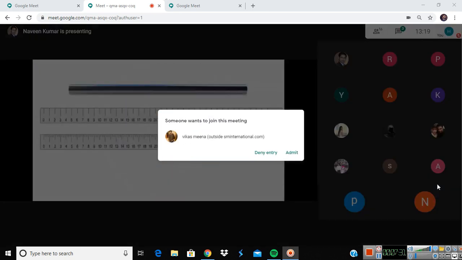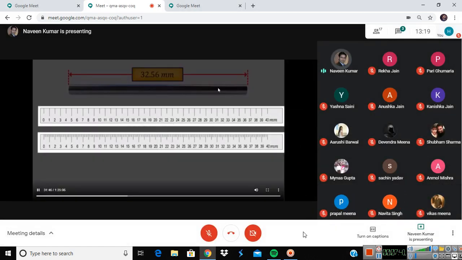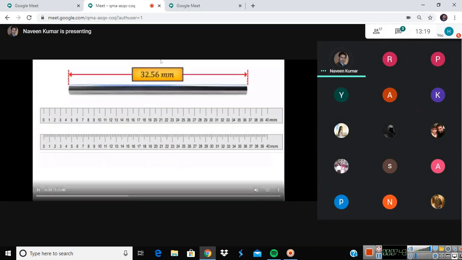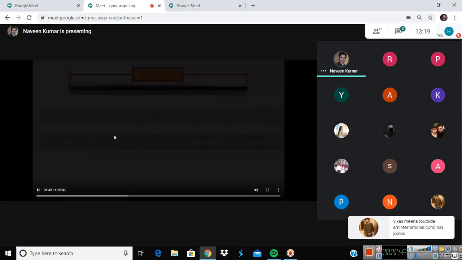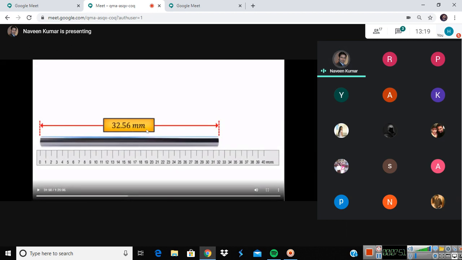Take, for example, an object whose absolute length is 32.56 millimeter, measured using 2 different instruments. Now this is an example. Let's suppose our value is 32.56 mm. This is the true value.